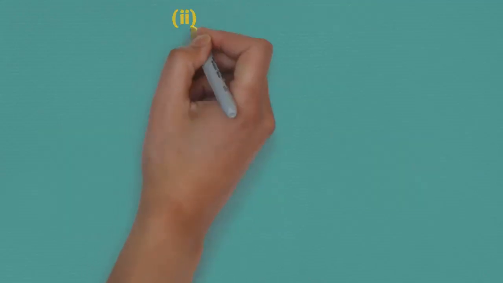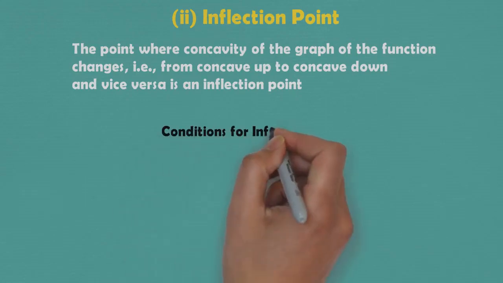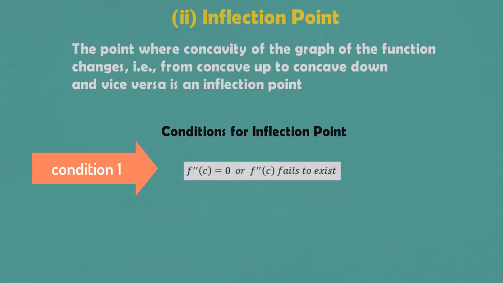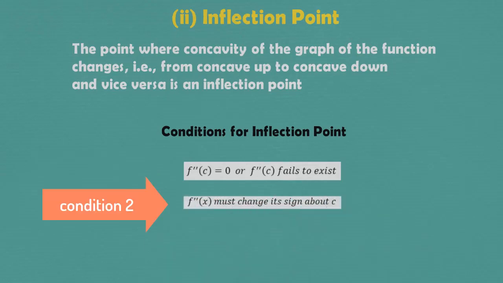Now what is inflection point? It is the point where concavity of the graph of the function changes, that is from concave up to concave down and vice versa. Conditions for inflection point. For a point to be an inflection point, the second derivative either does not exist or is 0 at that point. But the second derivative must change its sign about that point.